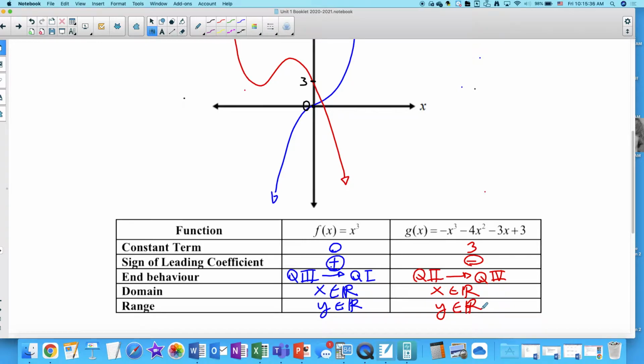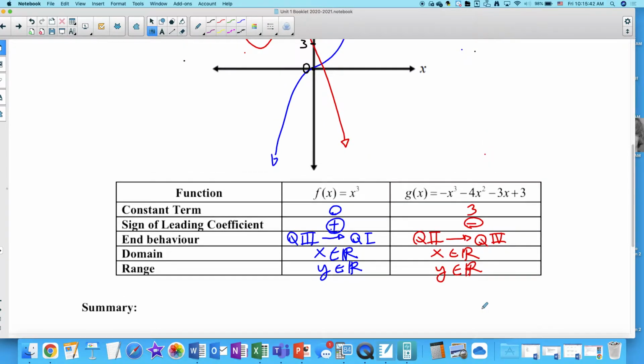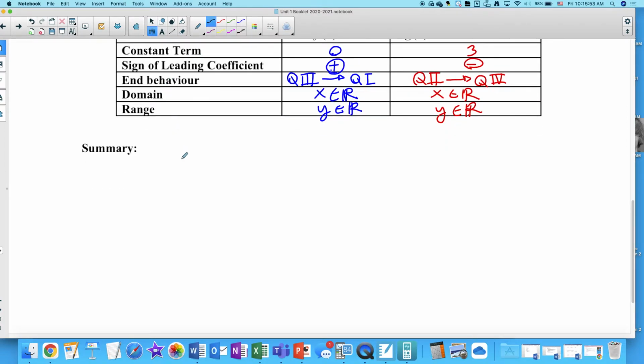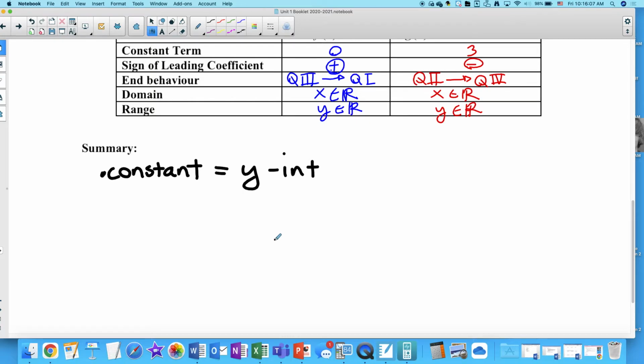Okay. So let's just summarize this a little bit. Where do you see the constant term in the equation show up in the graph? Correct. So the constant term is the y-intercept of the function. Okay. What changes in the graph when we change the sign of the leading coefficient? Yeah, that end behavior, right?